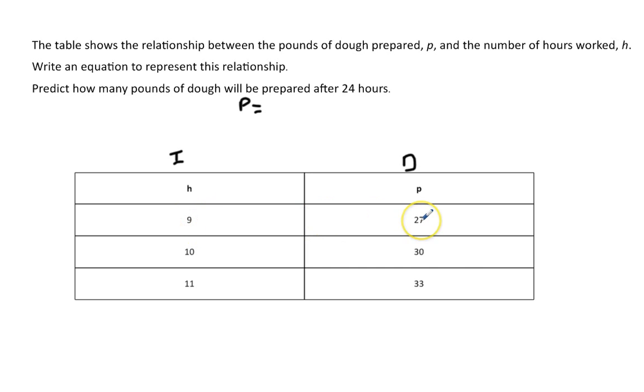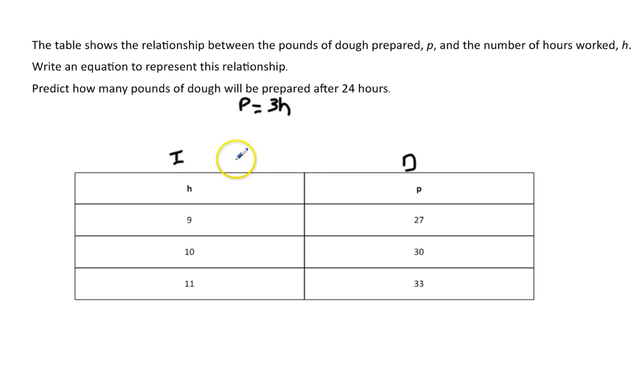9 times 3 makes 27. Then I got to check again. 10 times 3 makes 30. I'm going to check one more time. And 11 times 3 makes 33. So we know that the number of pounds prepared is 3 times the hours, and we would write 3H.